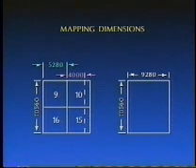Let's start with the determination of the mapping limits, which are 1 mile plus 4,000 feet in the easterly direction and 2 miles in the northerly direction. So the mapping limits are 9,280 feet by 10,560 feet.